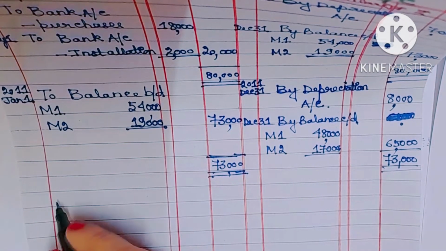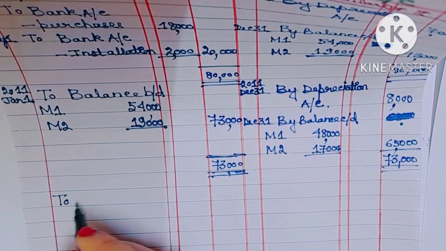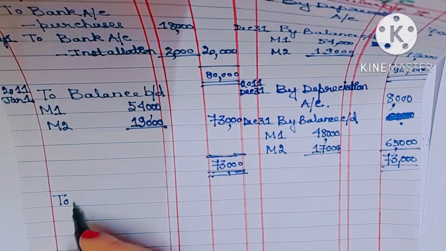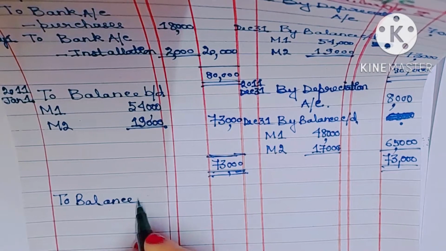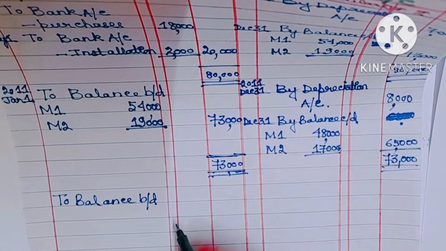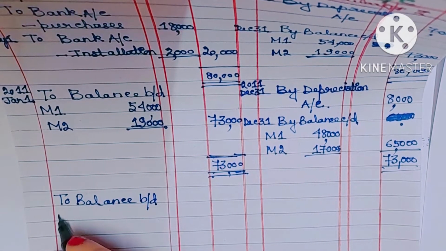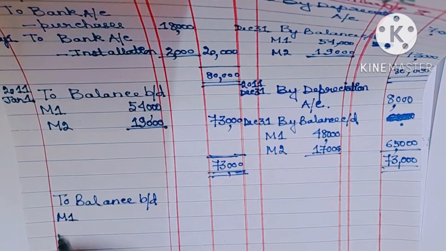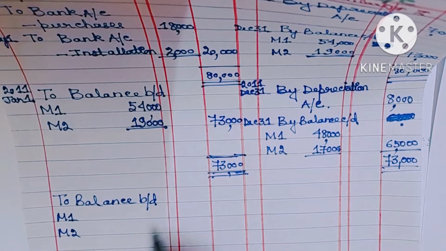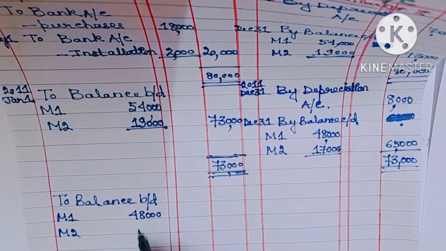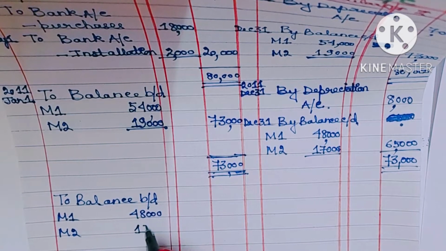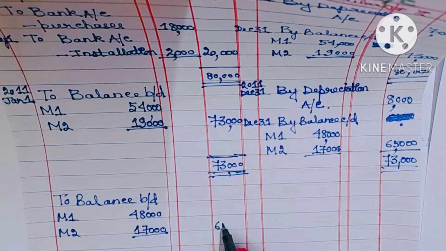Now we have to write. CD means carried down. So we have to write to balance BD. Always you have to write to balance BD. How much? First we write M1, then M2, then we write 48,000 here, and then 17,000 here. Then add up the total and we'll write in the outer column 65,000.